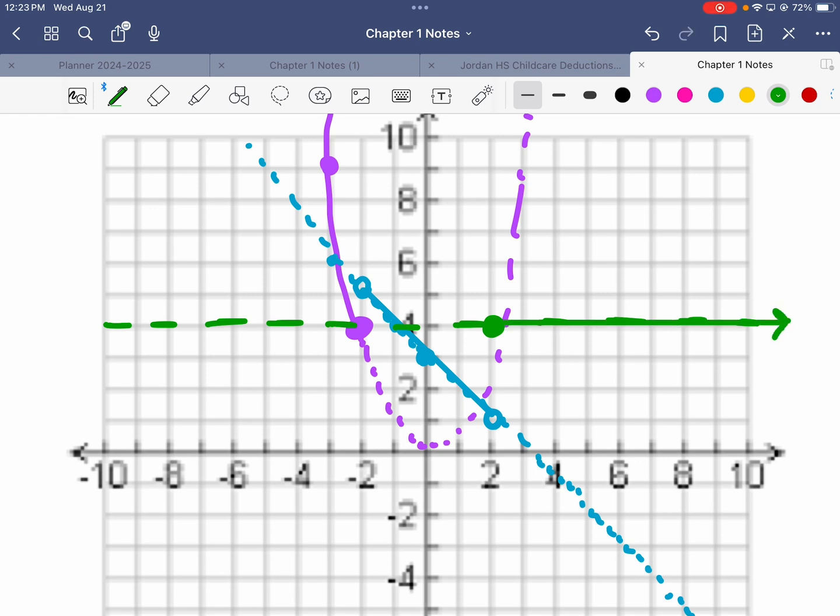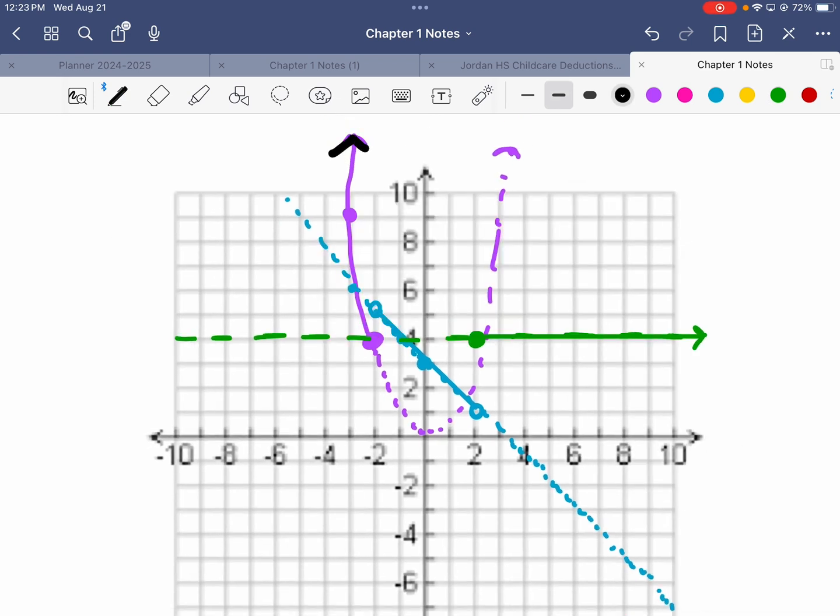Okay? So I'm going to go back and actually put it in black where this actual graph is. So this one goes here and has a closed circle here. It has an open circle here and is a line until here where it has an open circle. And then up here we've got a closed circle and then it goes this way. That is what that piecewise function looks like.